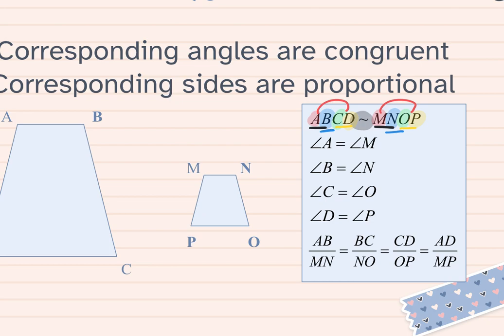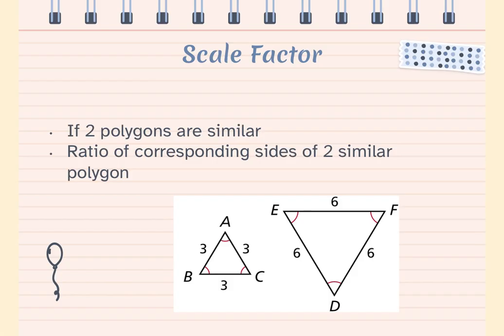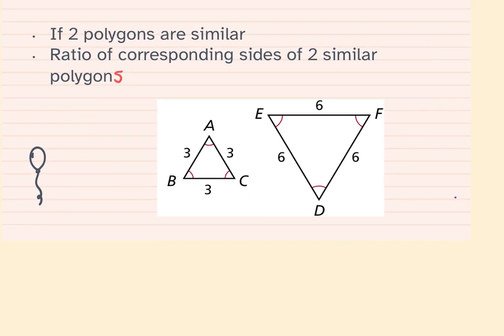Okay, so the scale factor: you can get the scale factor if the two polygons are similar, and the way we find it, it's the ratio of the corresponding sides of the two polygons. So it will say find the scale factor of, and it will usually tell you an order. So if it says find the scale factor of ABC to DEF, this would be triangle ABC to triangle DEF.